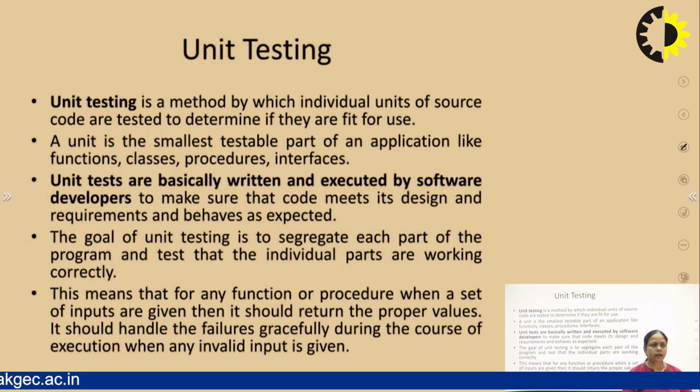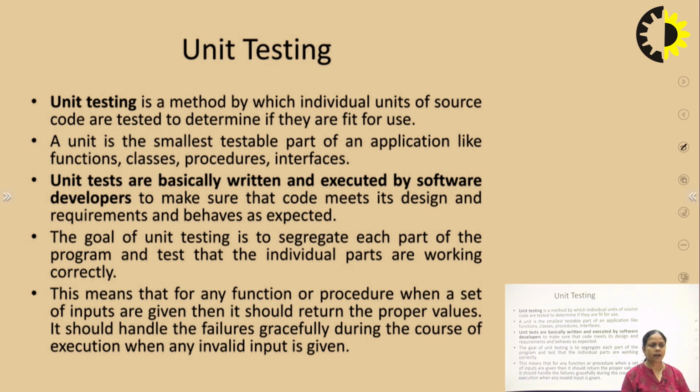Unit testing is the method by which individual units of source code are tested to determine if they are fit for use. A unit is the smallest testable part of an application, like functions, classes, procedures and interfaces. Unit tests are basically written and executed by a software developer to make sure that code meets its design and requirements and behaves as expected. The goal of unit testing is to segregate each part of the program and test that the individual parts are working correctly.